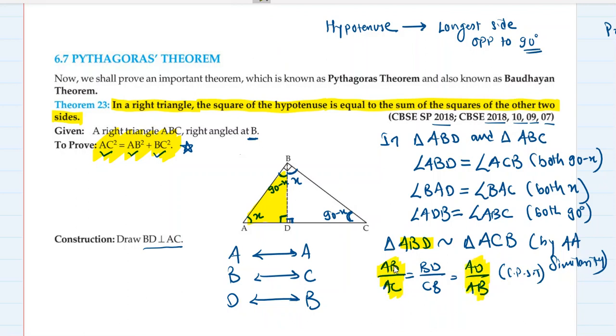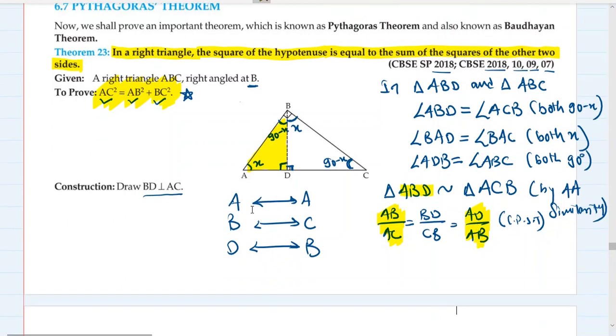Why? Because in the numerator of the first ratio we have AB, and in the denominator of the second we have AB. And what is the reason behind this selection? Let me tell you that as well. See, if you take these two ratios, that is AB by AC is equal to AD by AB, and cross multiply, what do you get? You get AB square is equal to AC into AD.